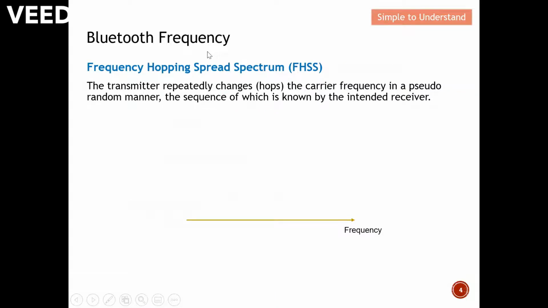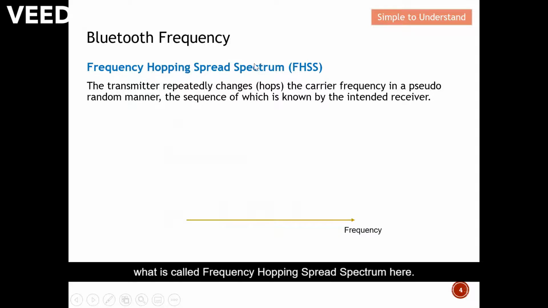Now I'm going to fully explain what is called a frequency hopping spectrum. The transmitter repeatedly changes the carrier frequency in a random manner. This sequence is known by the intended receiver, which means that the transmitter is going to put the message on different channels. Remember, I told you that Bluetooth has 79 possible channels. They don't transmit on all 79 channels. They arbitrarily choose one channel to transmit the message. So for example, when they do the pairing, the master and slave agree upon how the information is to be transmitted by the different hopping sequence.